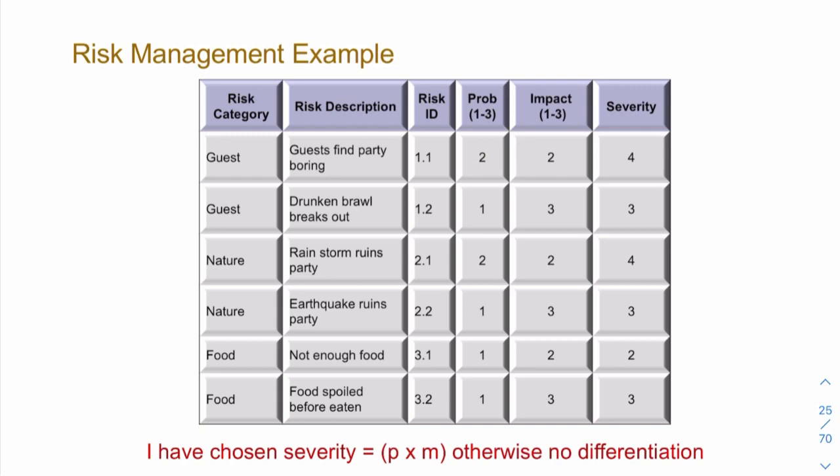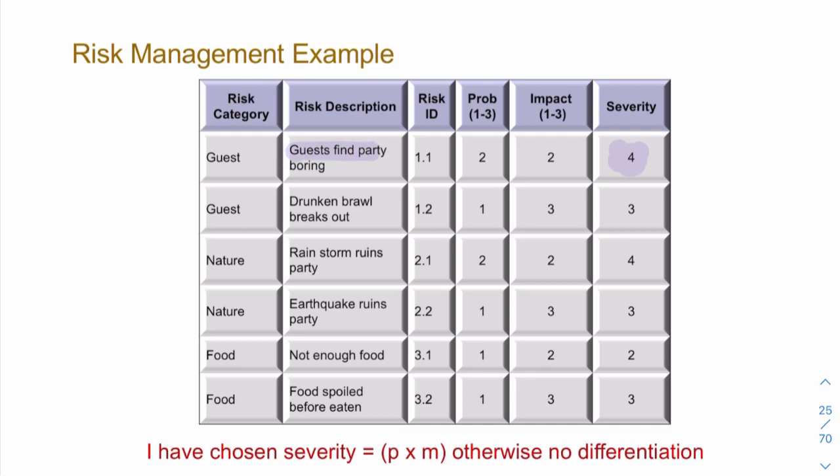But what's the impact? So if people find it to be a boring party, will that completely ruin the party? Will it jeopardize the party? What will the impact be? Well, let's say it's also a medium. So 2 times 2 gives you 4. So the severity of that risk is 4.